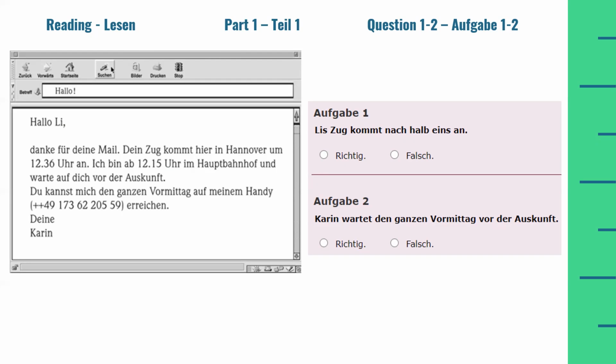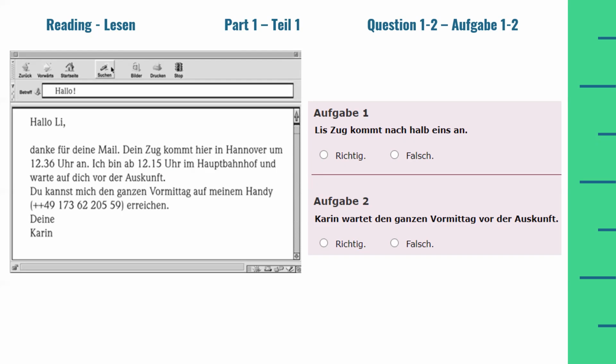Karin. So this was the email. Now let's move towards the questions. Questions in the German language are called Aufgabe. So Aufgabe 1 says Lees Zug kommt nach 12:30 an, which means Lee's train arrives after 12:30.